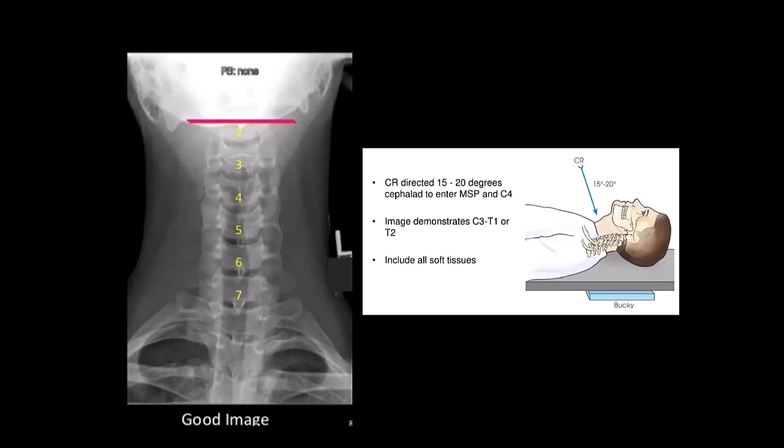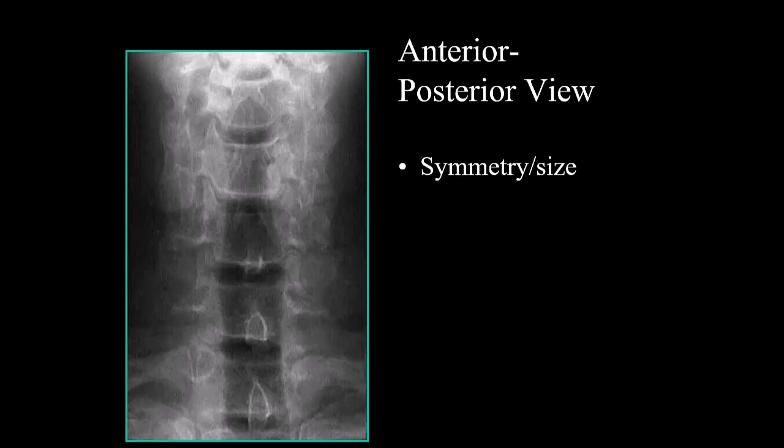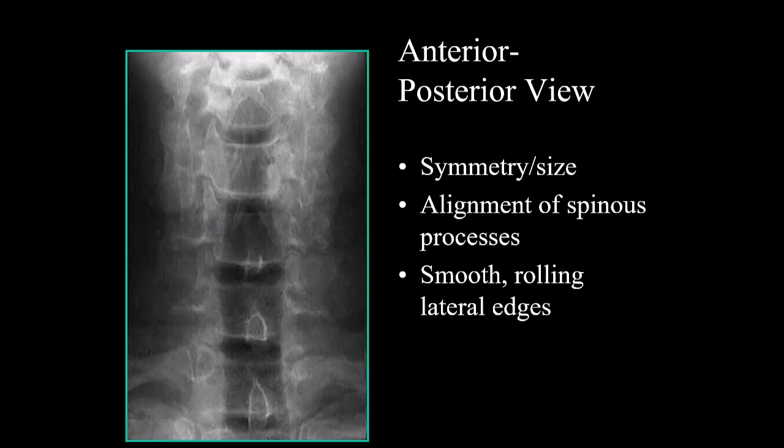By analyzing the AP view of the cervical spine, we can also gather a lot of information about fractures and dislocations. First, we must see the entire AP cervical spine without having the mandible superimposed over the vertebra. Now we're going to take a look at this AP view, and we want to look at symmetry and size and alignment of spinous processes. We're also looking at the edges of the vertebra itself. You want to have smooth rolling lateral edges.